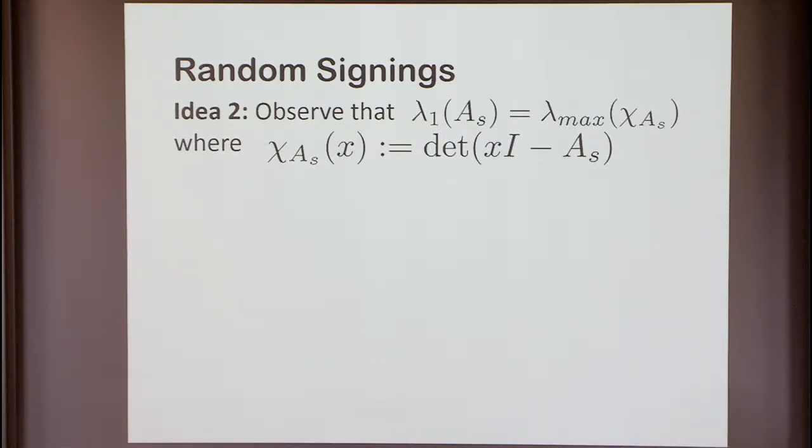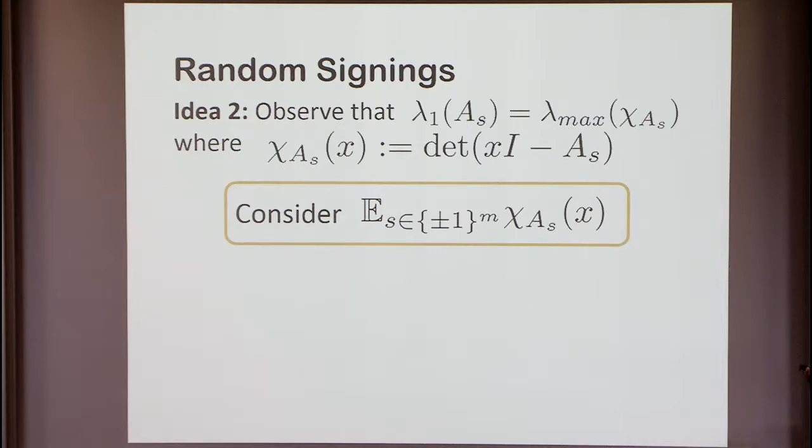The main novelty in this approach is to study the roots of this signed adjacency matrix, or study the roots of any matrix, by looking at it through the characteristic polynomial. So what I'm interested in is the largest eigenvalue of A sub s, which is my signed adjacency matrix. Observe that this is the largest root of chi of A sub s, which I'm going to use to denote the characteristic polynomial of A sub s, which is just the determinant of xI minus A sub s. This is just a linear algebra fact: the eigenvalues are the same as the roots of the characteristic polynomial.